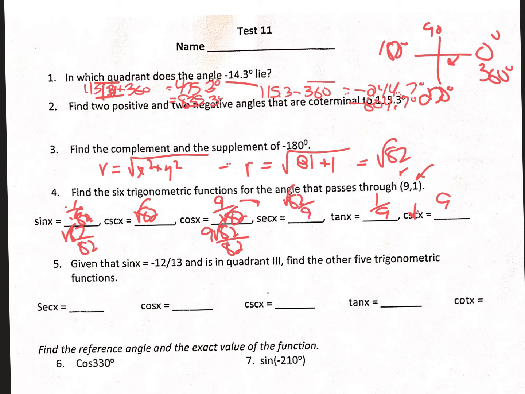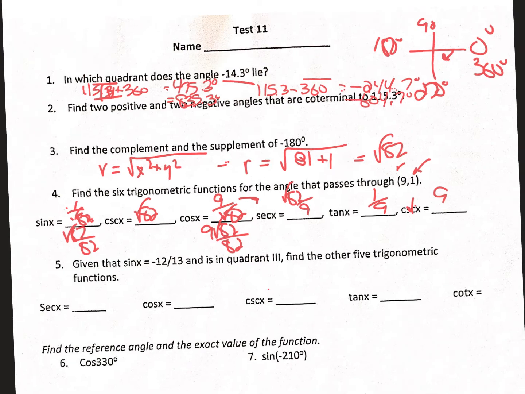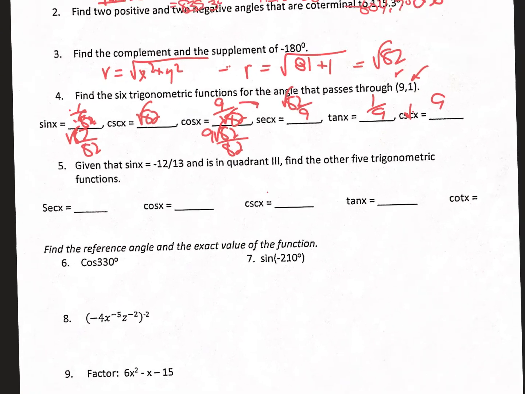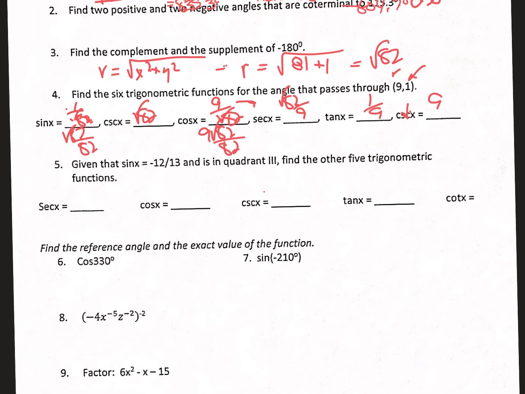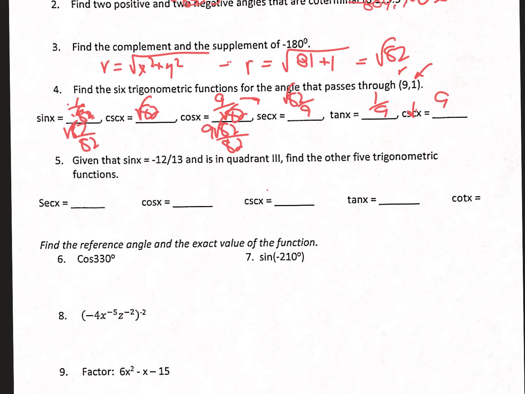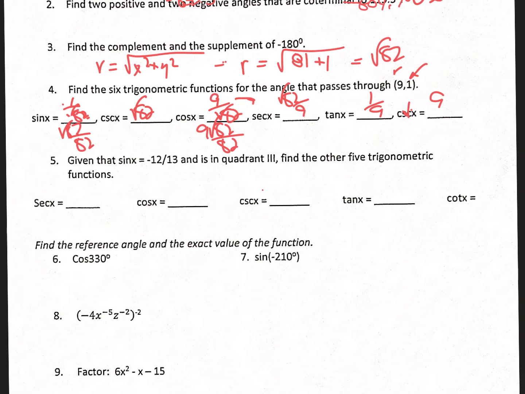All right, now, number 5 works a lot the same way. Depends on how you want to roll here. It says sine is negative 12/13 and it's in quadrant 3. Find the other 5. So number 5, it's giving you what sine is. So automatically, cosecant is the reciprocal. You can go ahead and at least fill that one in. Negative 13/12. My marker is not working.